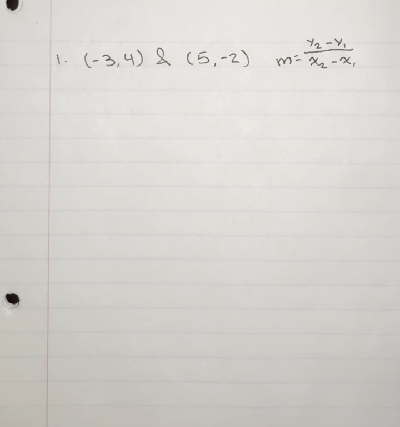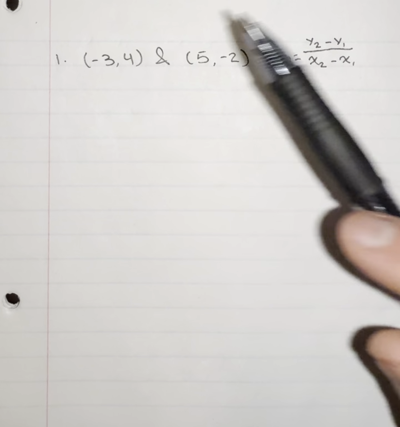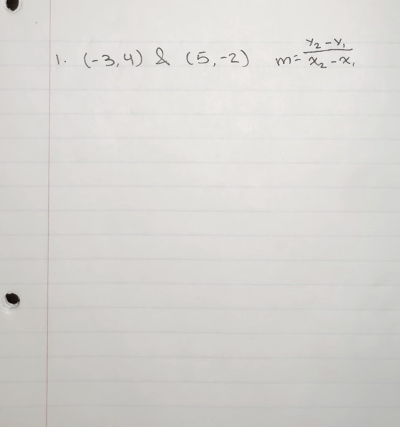Alright everyone, so getting started on our QR code review. For our first problem, we are asked to find the slope of a line that passes through the points (-3, 4) and (5, -2). Okay, so recall that our slope formula is going to be the one given here.